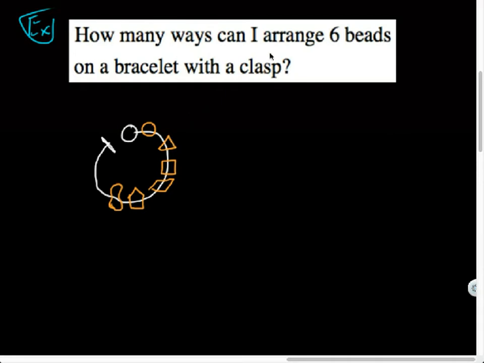So, behold, how many ways can I arrange 6 beads on a bracelet with a clasp? Now, consider this. This can be arranged in a circle, right? I put this clasp through here. It's like a straight up bracelet. And you could flip it and you could do all that. However, consider the following. This bracelet could be arranged or viewed this way.